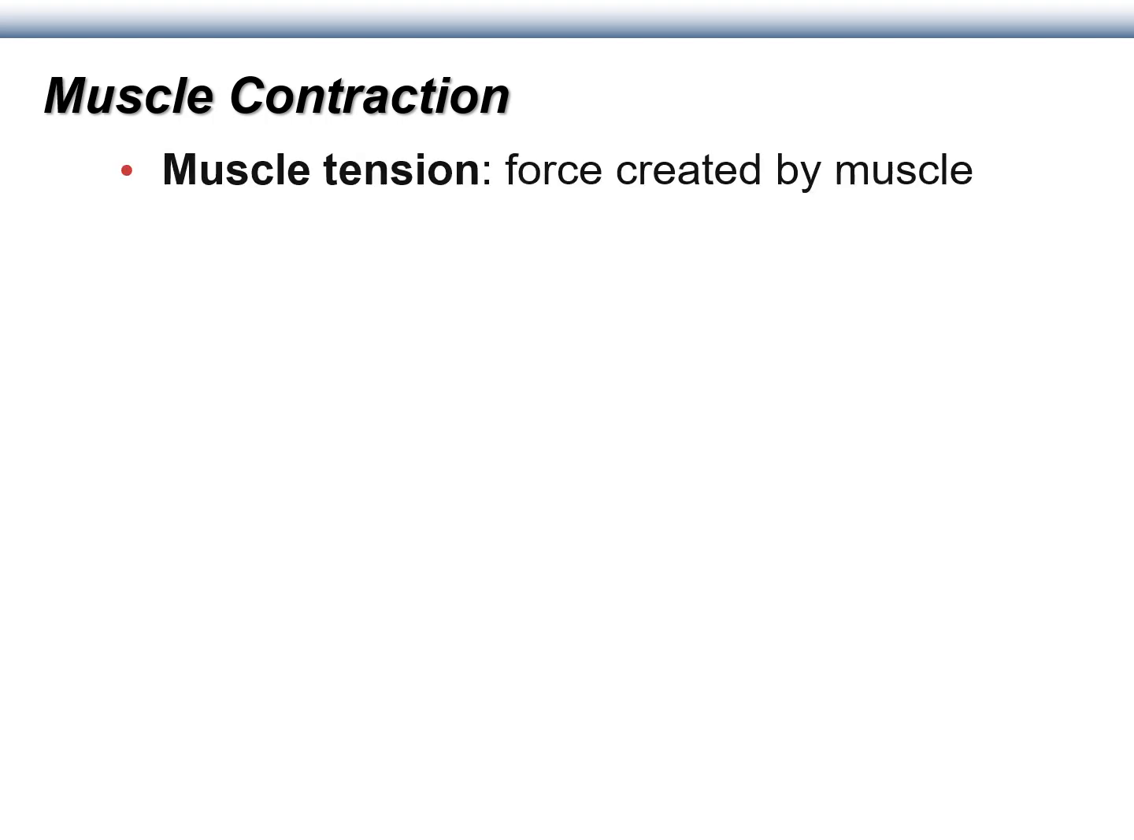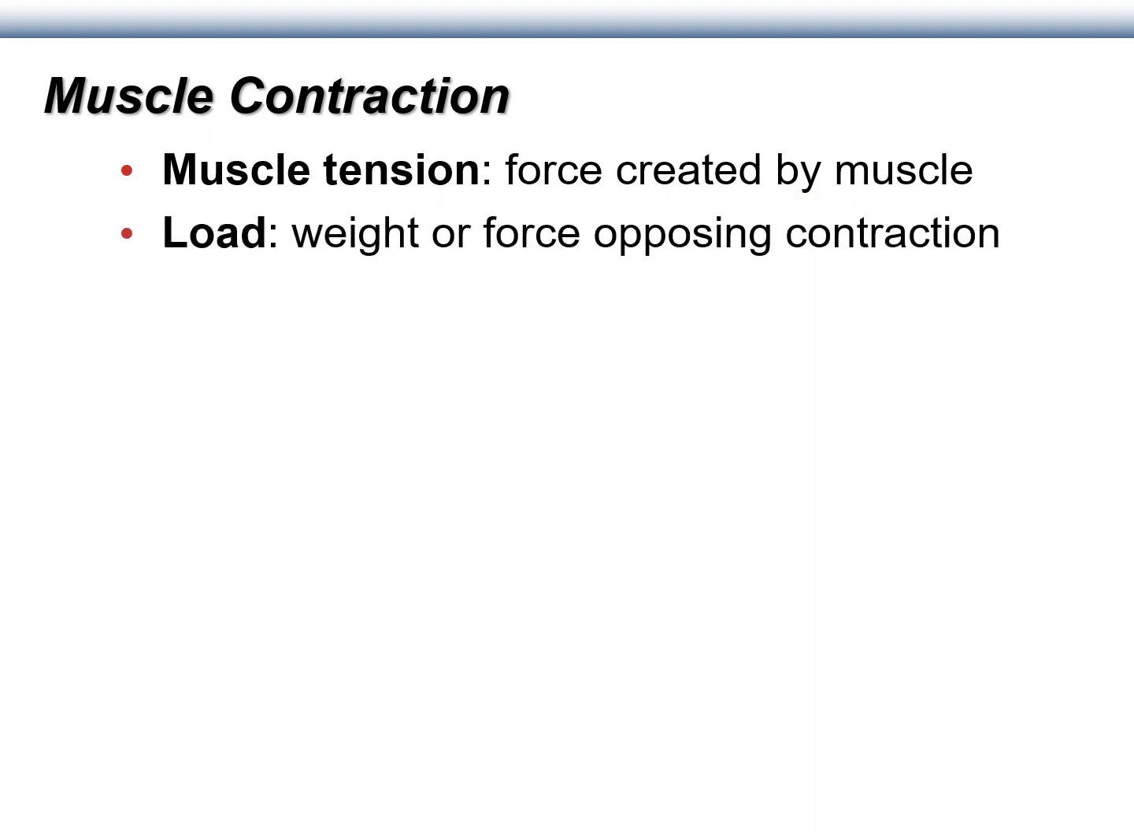So a few terms associated with contraction that we need to make sure that we all know. When we create tension, that's because muscles do not push, they pull. If there is a push force, it is because we're pulling across a fulcrum and a fixed point. So tension is the force created by the muscle. Load is the force or the weight opposing that contraction.